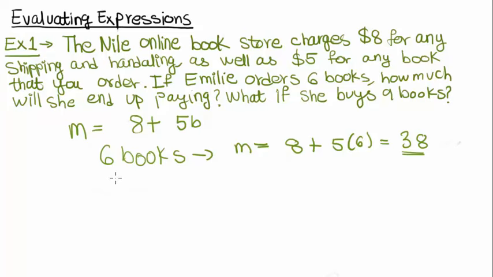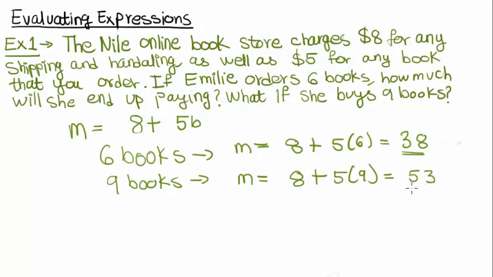Similarly, if she orders 9 books, all we need to do is replace the variable b by the number 9. This will give us 5 times 9, which is equal to 45, plus the 8 to give us 53. So Emily will end up paying $53 if she buys 9 books from the Nile online bookstore.